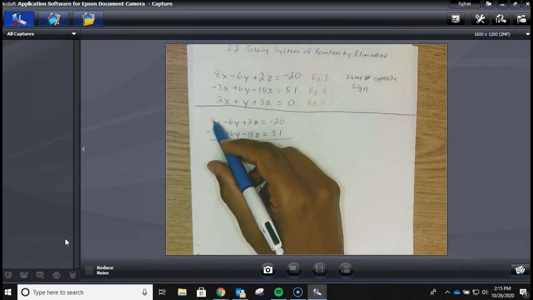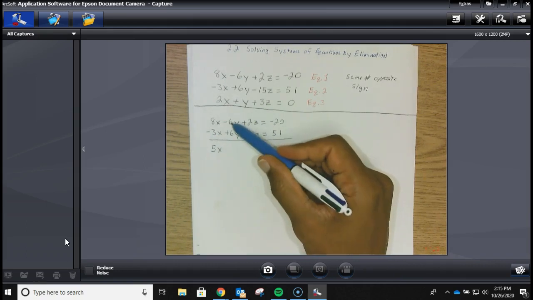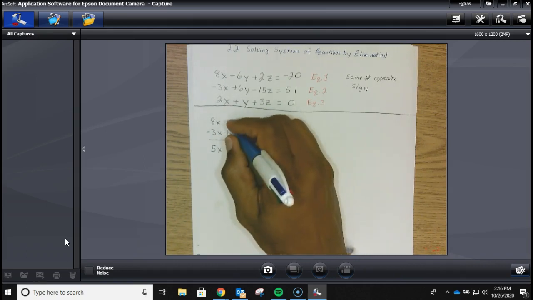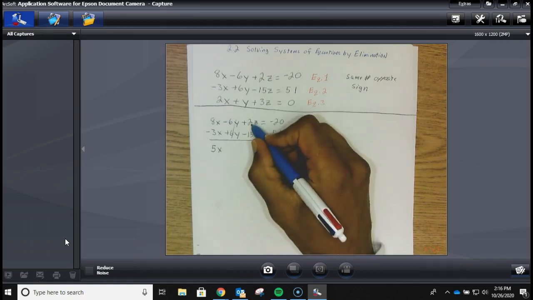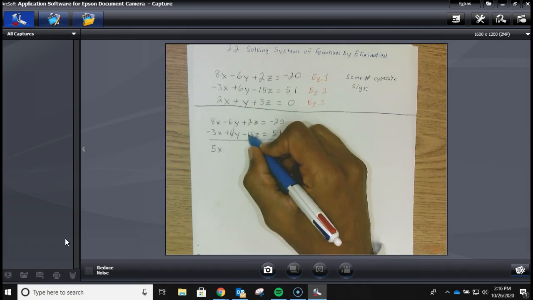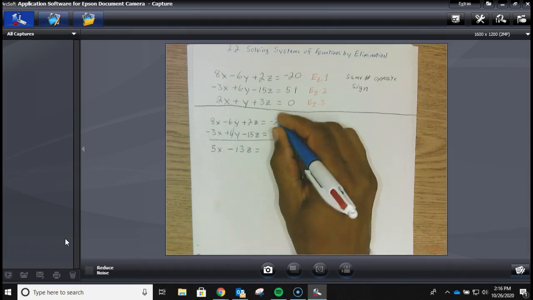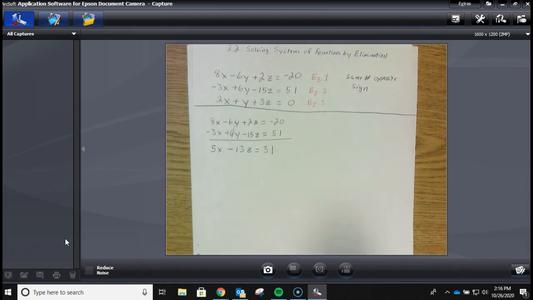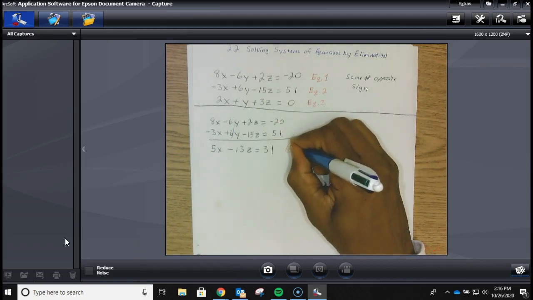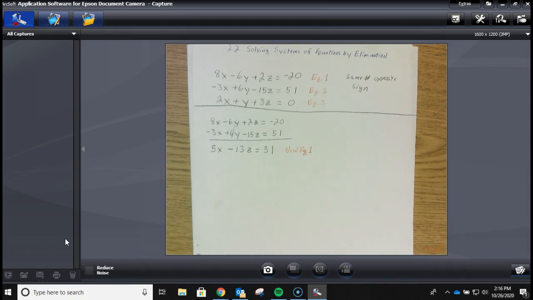So I'm just going to add 8 plus -3 gives me +5. All right, -6y plus 6y cancels out and my y's are gone. So that cancels out and I no longer have y's. Okay, +2 plus -15z gives me -13z. -20 plus 51 gives me 31. So that is my new equation. I'm going to call it new first equation, or new equation 1. So that's my new equation 1.